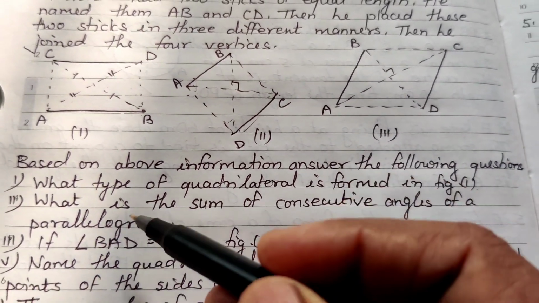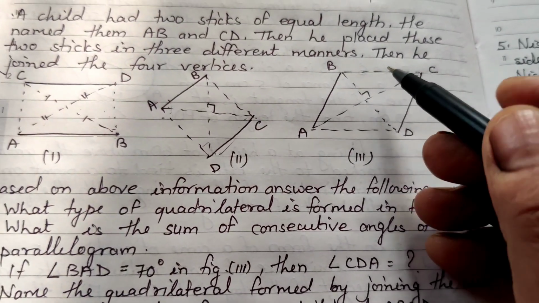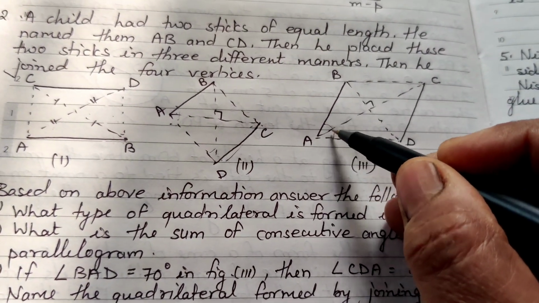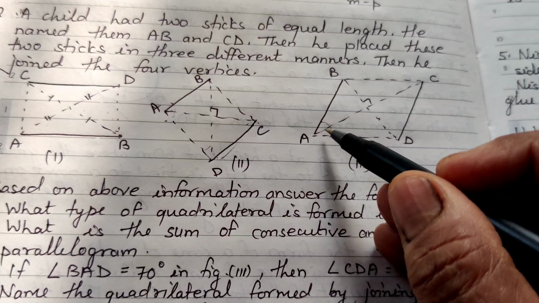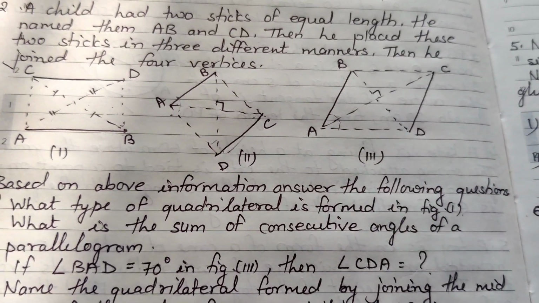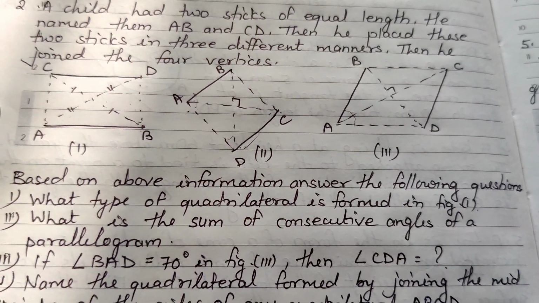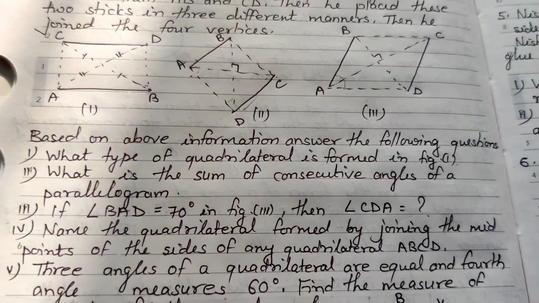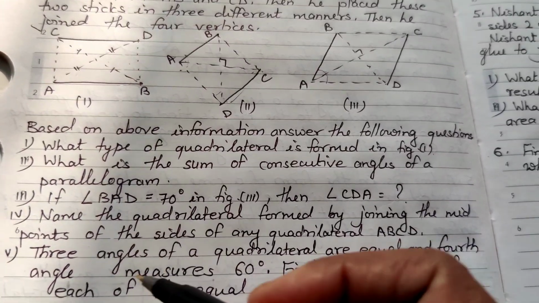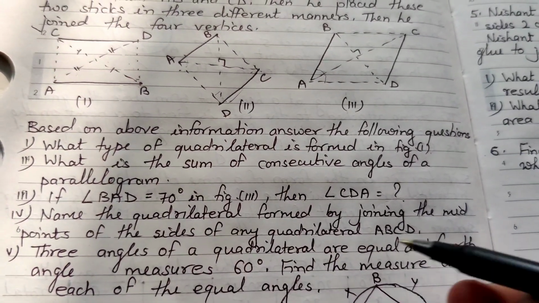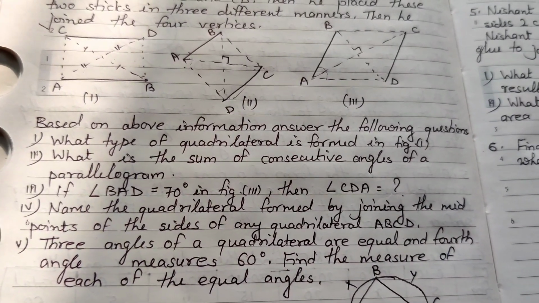And the third, if angle BAD equal to 70 degree in figure 3, find CDA. BAD, this angle is equal to 70 degree. Then CDA. So we know that angle A plus angle D equal to 180 degree. If angle A equal to 70 degree, then D equal to 110. And the next, name the quadrilateral formed by joining the midpoints of the sides of any quadrilateral ABCD. And the fifth is, three angles of a quadrilateral are equal and fourth angle measures 60 degree. Find the measure of each of equal angles.